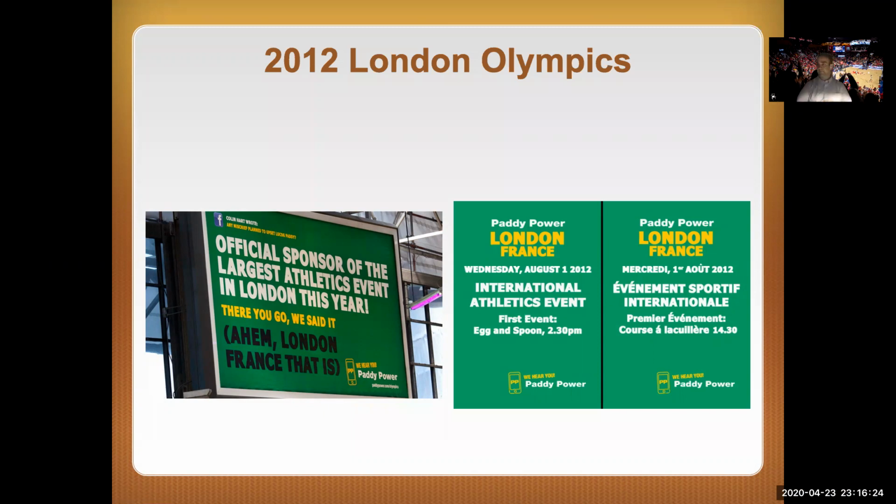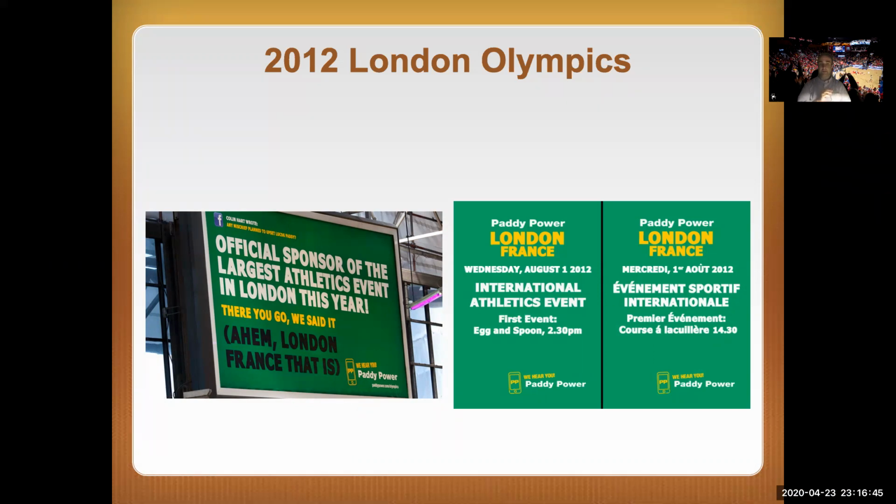Sign outside the London Olympics or around the London Olympic venues. Official sponsor of the largest athletic event in London this year. There you go. We said it. London Friends, that is. Paddy Power. Paddy Power is an online Irish betting site, very much known for their cheeky ads. If you Google them, you'll see what I mean.